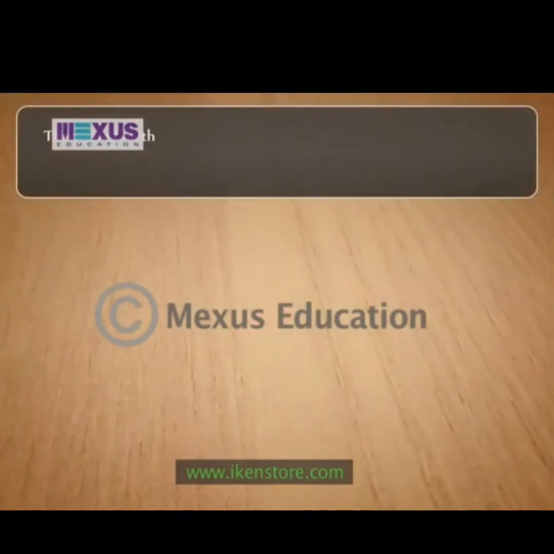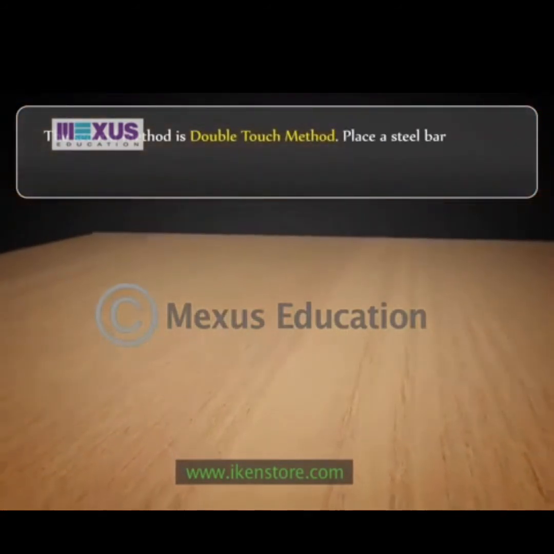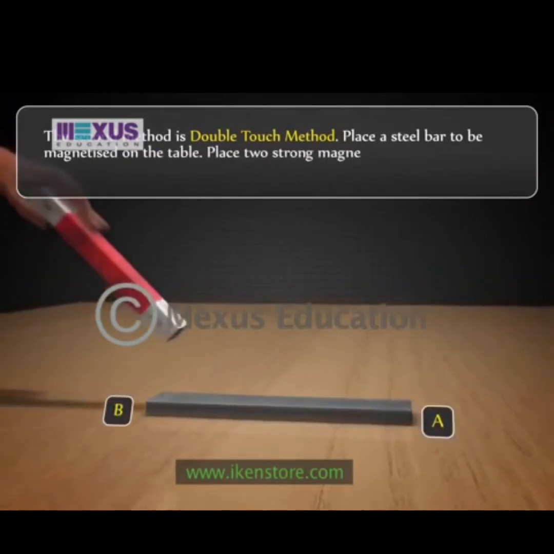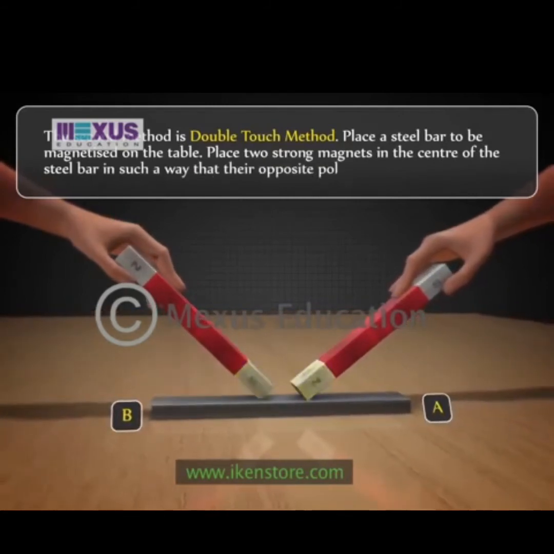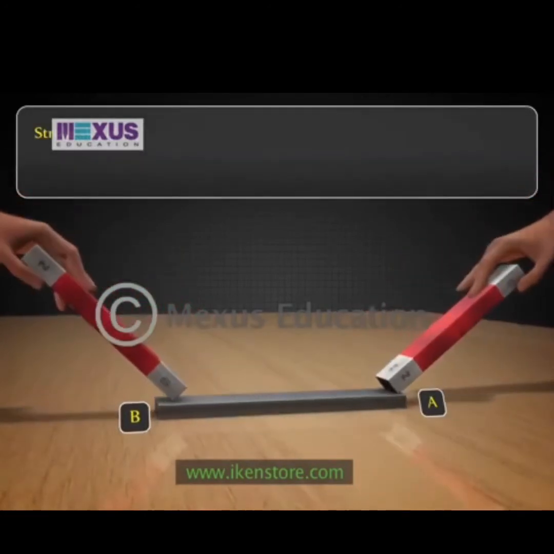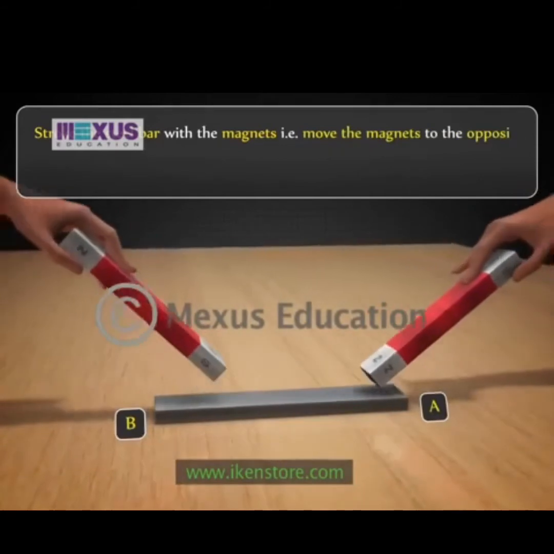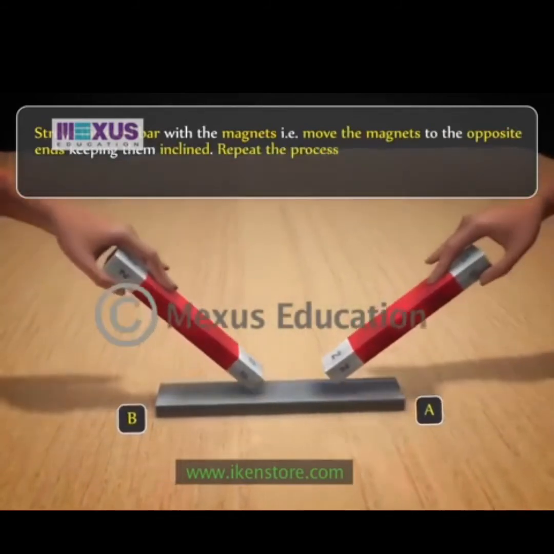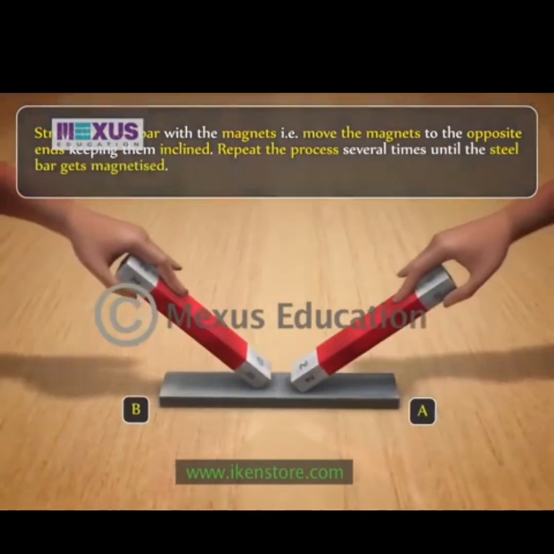The second method is double touch method. Place the steel bar to be magnetized on the table. Place two strong magnets in the center of the steel bar in such a way that their opposite poles are close to one another. Stroke the steel bar with the magnets. That is, move the magnets to the opposite ends, keeping them inclined. Repeat the process several times until the steel bar gets magnetized.